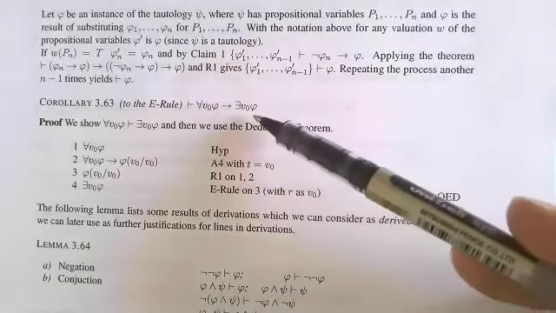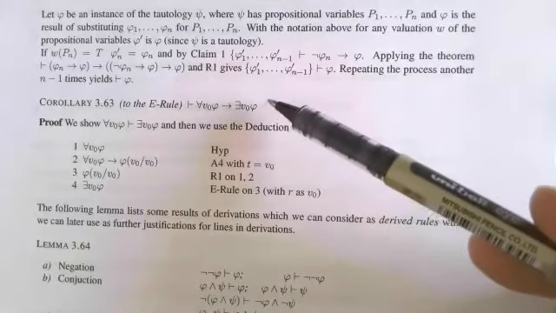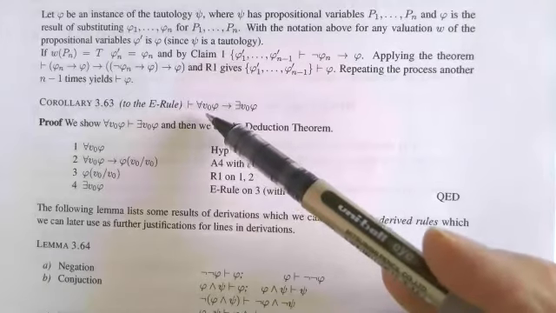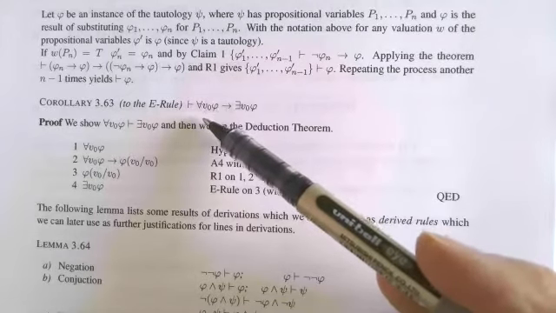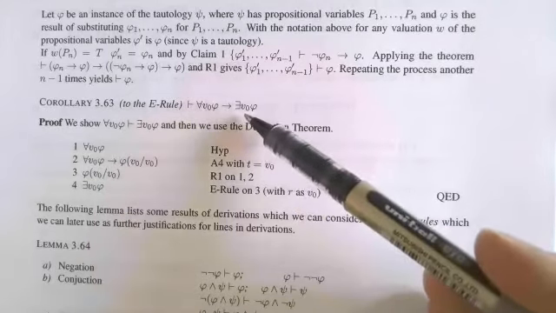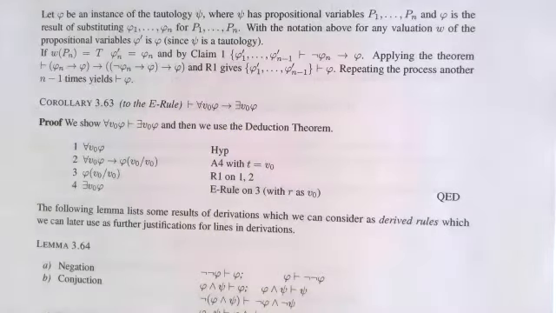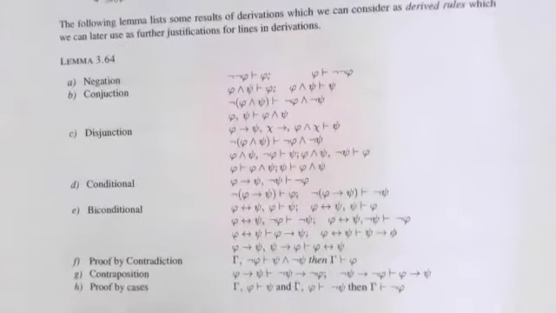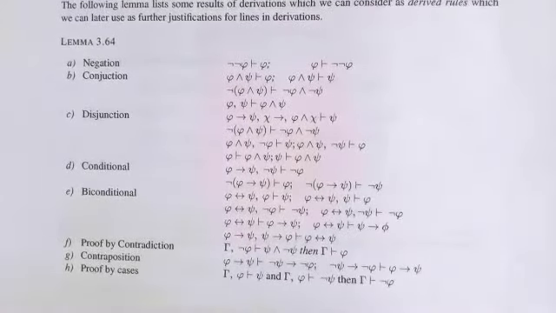So this is a corollary to the E rule. If phi is true of everything, then phi is true of something. Down here on 364, this is a big long list of things that are true of propositions. It's nothing really to do with quantifiers. You can't see any quantifiers occurring down in here.